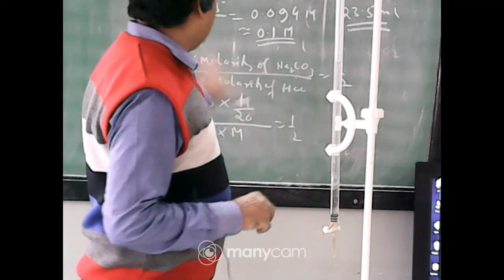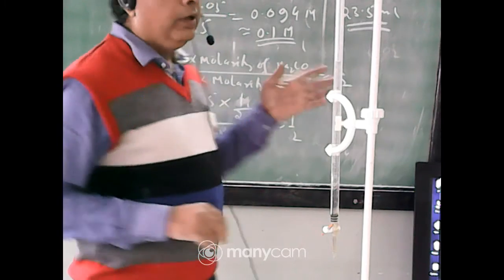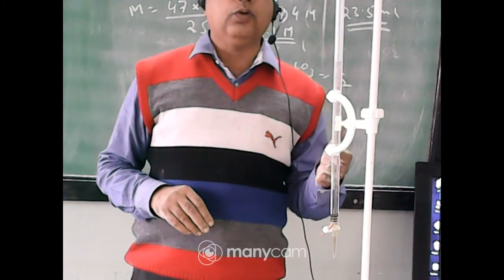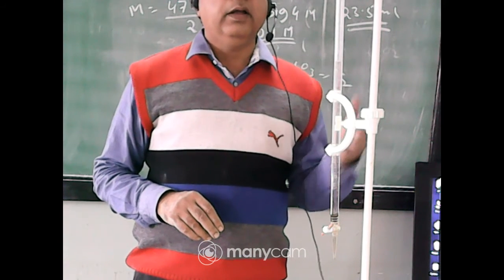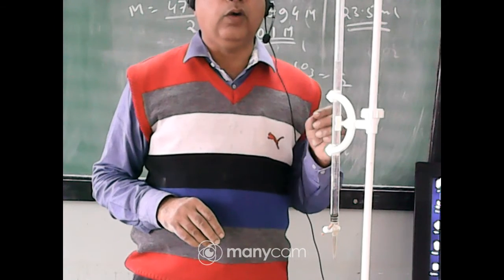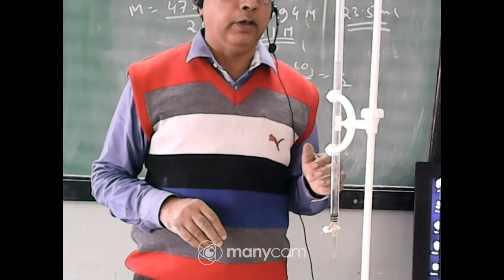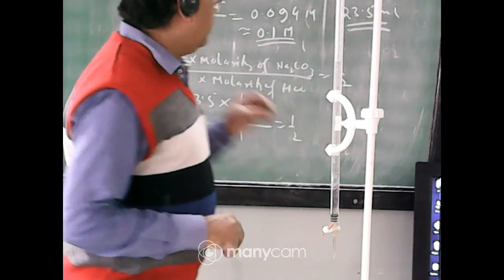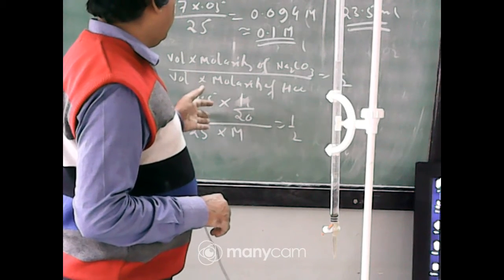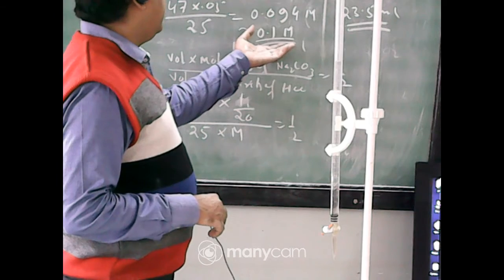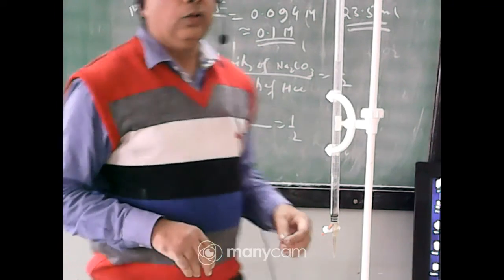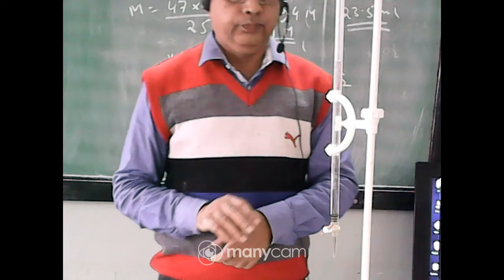Then you make the table: volume of HCl taken, volume of sodium carbonate required, and the concordant titer value. You perform experiments number 1, 2, 3, 4, at least 4 experiments. Take the concordant value, then the calculation. First write the formula, put in the values, and calculate the molarity of the unknown acid. Then at last you must write 2 precautions.